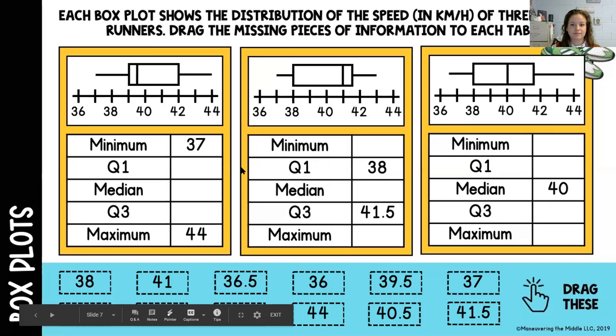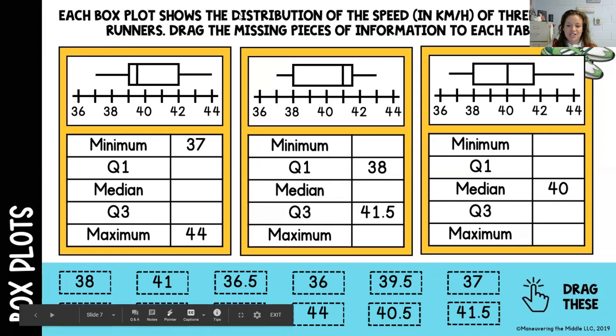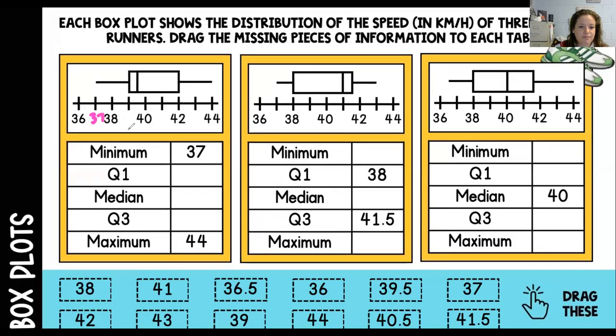All right, so looking at this, each box plot shows the distribution of the speed of 3 Olympic runners. Drag the missing pieces of information to match each table. Okay, so if I am looking at this, remember, we just practiced on how to make them. So now we're going to practice to figure out what numbers each of these stand for. So they gave us our minimum, which is 37. And remember, guys, if you need to come through and put your numbers here so you know what they are, do it.